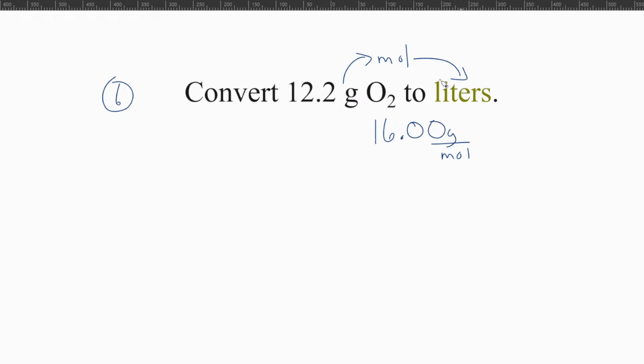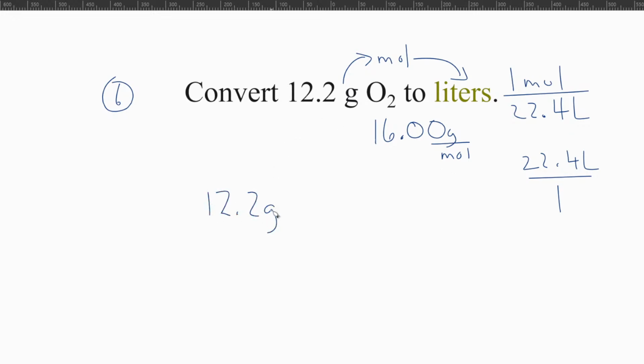So we'll need a conversion factor for liters. And it turns out that 1 mole is 22.4 liters. That's your conversion factor, or you could say 22.4 liters in 1 mole. So let me show you how to do this one, and then I'll give you guys a chance to try another one.